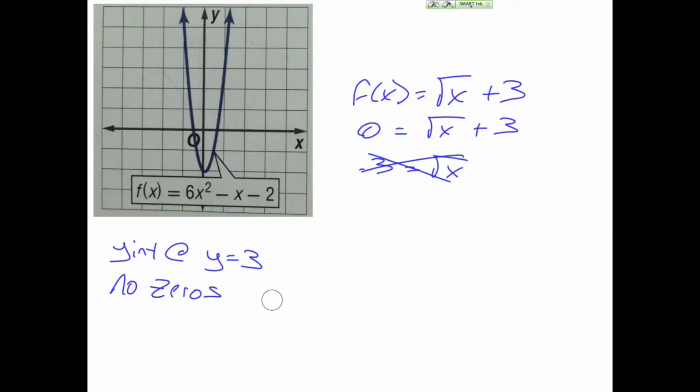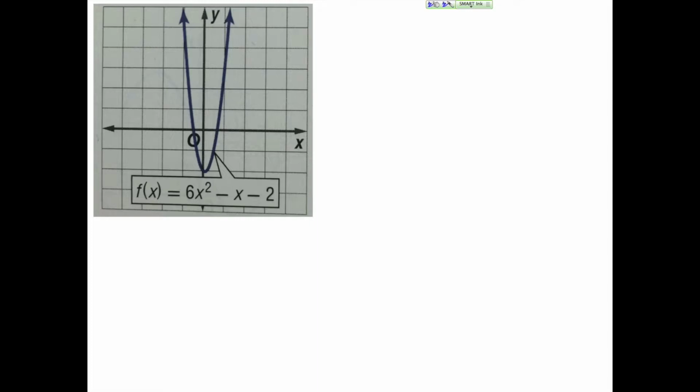All right, one more y-intercept and 0 before we get into the symmetry. All right, Bree, I want to find the y-intercept, so what do I do to find the y-intercept? Substitute x with 0. When I do that, what do I get for my y-intercept? I get -2. Good.